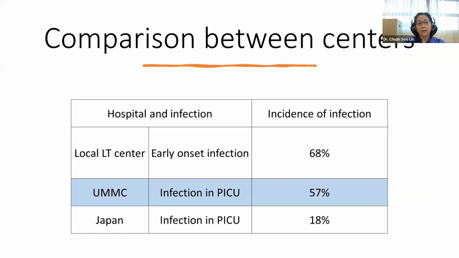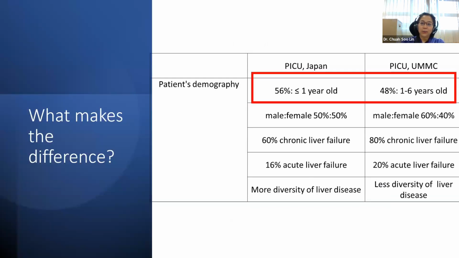So next, we're going to come to the comparisons between centers. You could see the incidence of infections in the comparisons for the 3 centers. The earlier local center reported as high as about 70%. We are about 60%. And Japan reported fairly low, about 20%. I think our sense is we are still within the range of 40 to 60% as reported in the review articles.